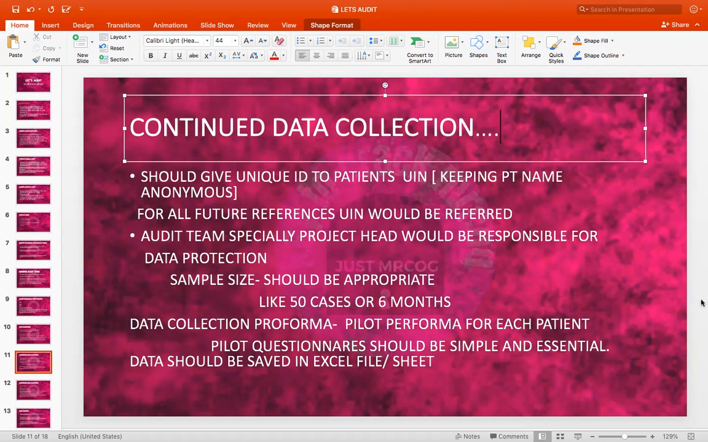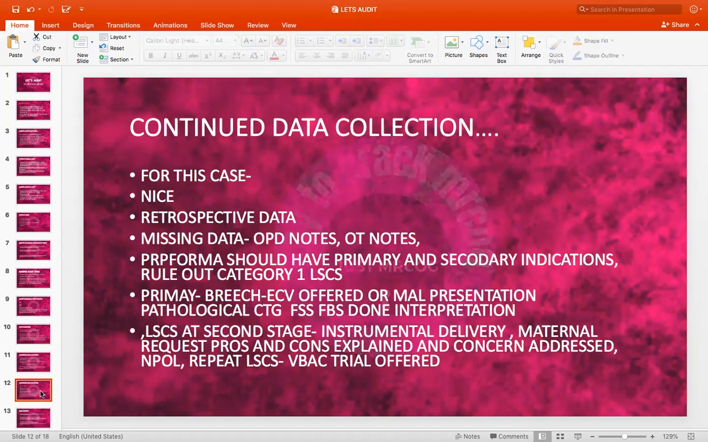You have to utter this line. And data should be saved in an Excel file or sheet. That is also a buzzword. If you want to take a picture of this slide, you can take.